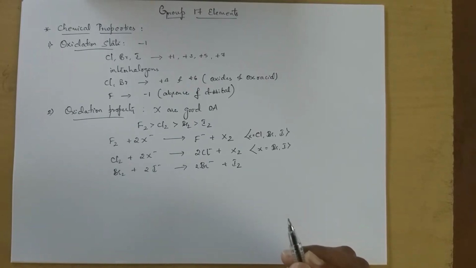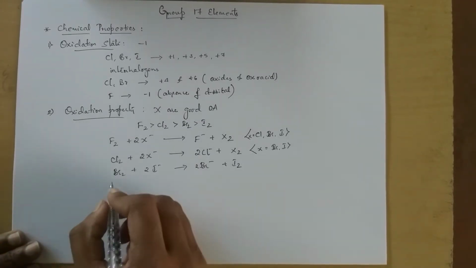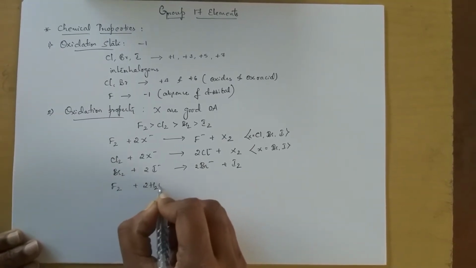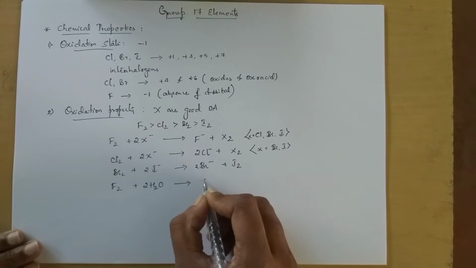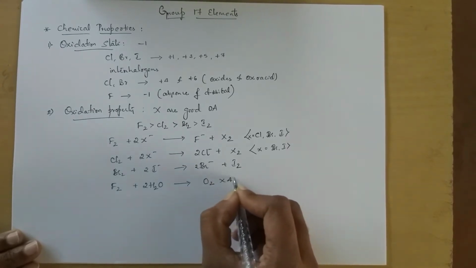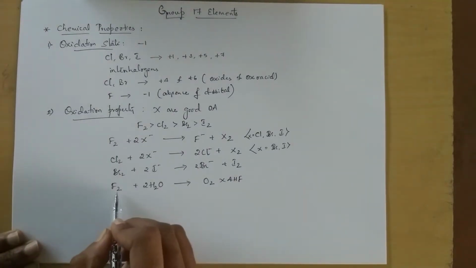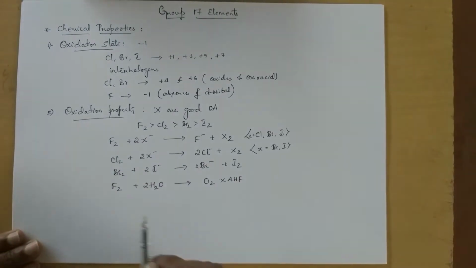The oxidation property of halogens in aqueous solution depends on the standard electrode potential. Based on that, the oxidizing property of halogens depends. Then fluorine oxidizes water to oxygen under highly exothermic conditions. So fluorine oxidizes water to oxygen.